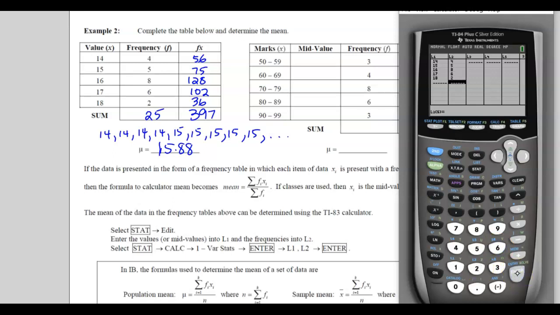Okay, make sure they match up. If you don't have values in both columns matched up, it'll give you an error. So 4, 5, 8, 6, 2. So now, when we calculate the mean, we go to stats. We're going to calculate one variable stats. But now your data values are in L1 and your frequency list is in L2. So L2 is second 2. Okay, there's your mean, 15.88. So it will do it for you.